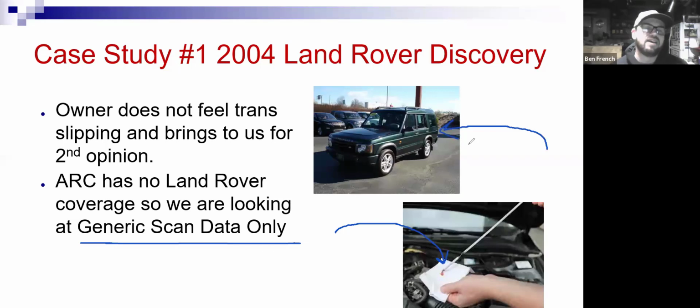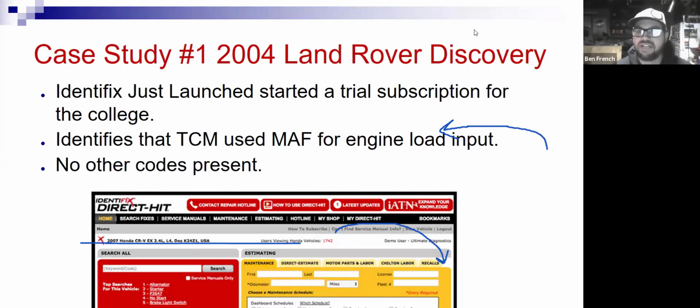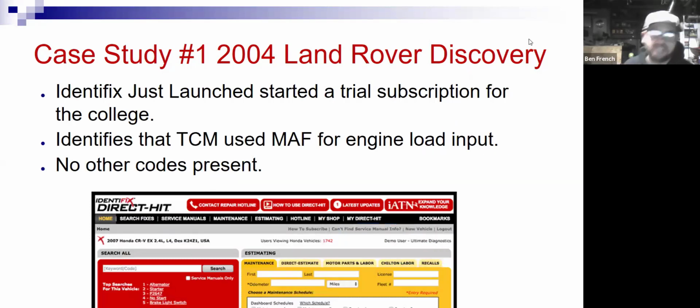Well, about that time, something came out on the automotive market that was pretty huge for us in our industry. Earlier tonight, I showed you IATN, the International Automotive Technicians Network. Kind of an evolution of that, that you would have to pay money to be a member of, was Identifix. And so it was all those tricks and tips for different things. And so we started a trial subscription for the college.